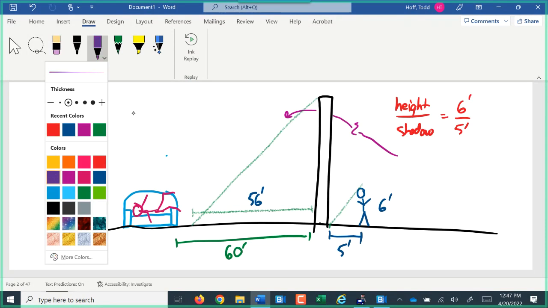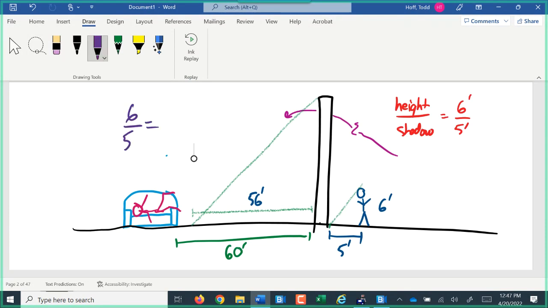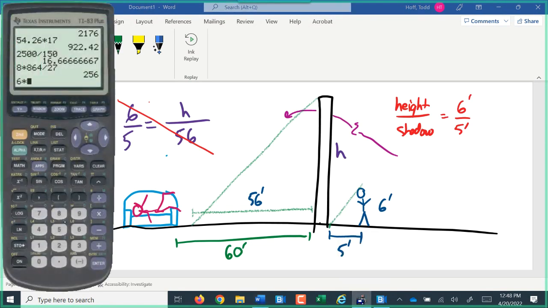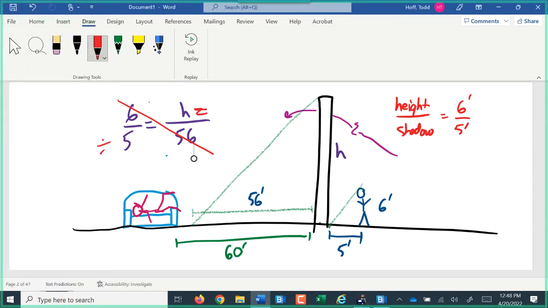So we have that ratio of 6 to 5 describing height to shadow. We don't know the height of the pole. I'm going to call that h, but we know its shadow is 56 feet. So what are we going to do to find h? Cross multiply and divide. You get 6 times 56 divided by 5, which is 67.2 feet.